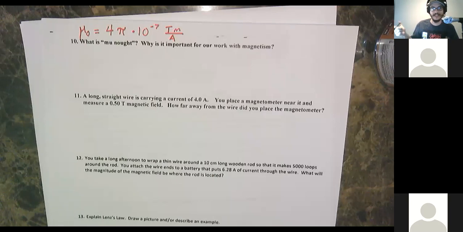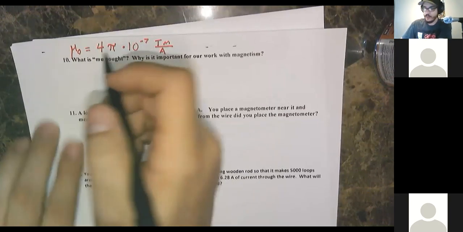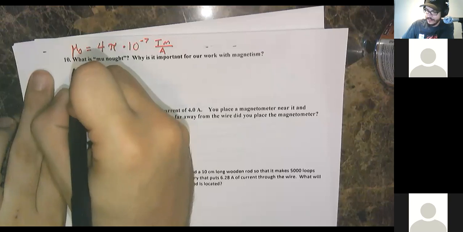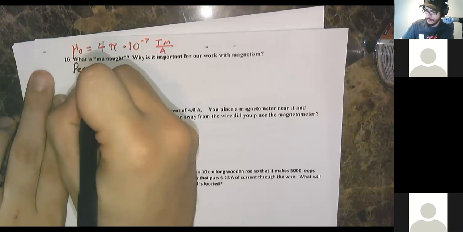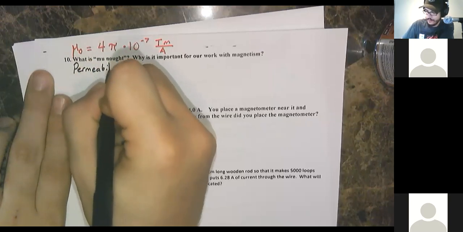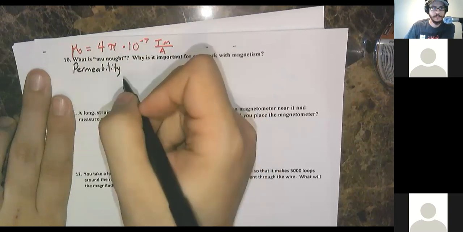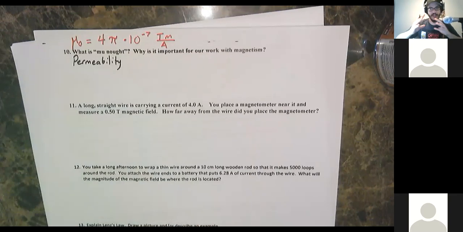But what is it and why is it important? Well, mu naught is what we call the permeability. Now, permeate means to spread through. Like if you fart in a hot car, the smell will permeate throughout the car. Or I guess the same thing works with Febreze, but for some reason kids think farts are funny, so maybe that made you pay attention.